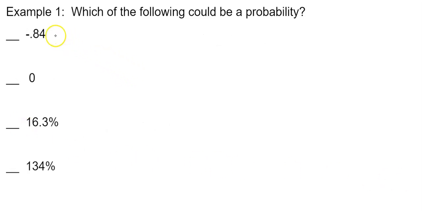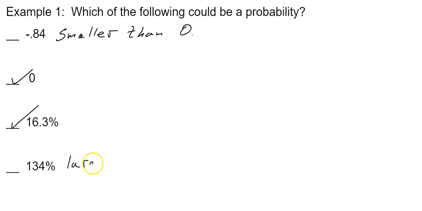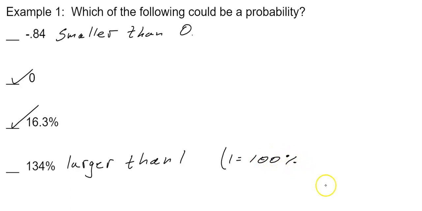Negative 0.84. This is not a probability. We are smaller than 0. Probability can never be negative. 0 works. 16.3% works. 134%? Nope. We are larger than 1, because 1 equals 100%. 1 as a decimal or a fraction is 100%.